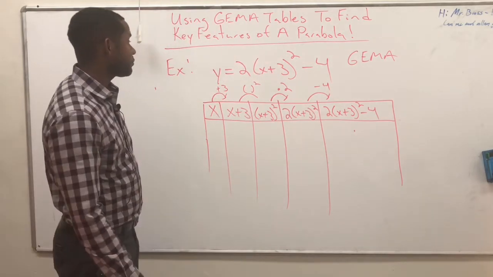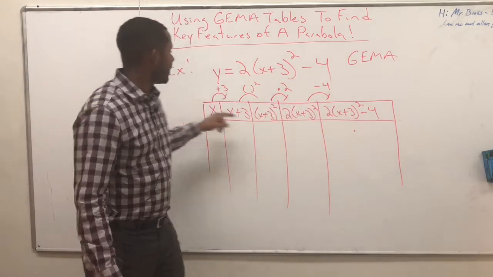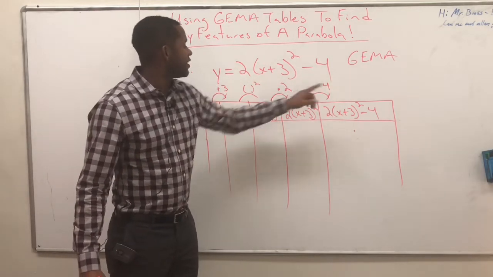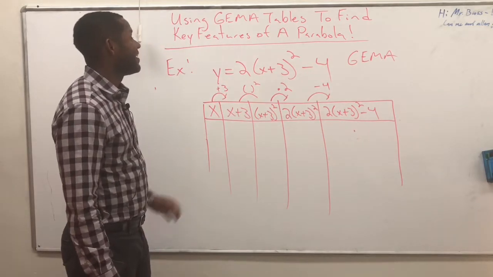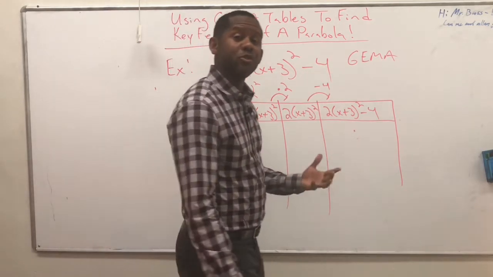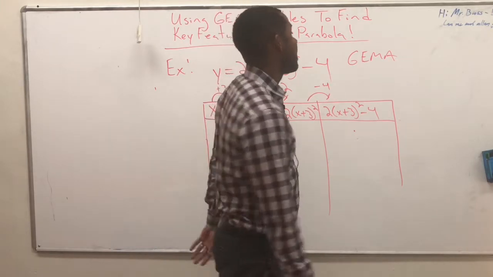All right? So I just built that Gema table, the top 2 rows. These are my headings. These are the actual operations that happened that helped me to build it. Okay? Now, I'm going to use this Gema table to actually find out really important pieces about my parabola.